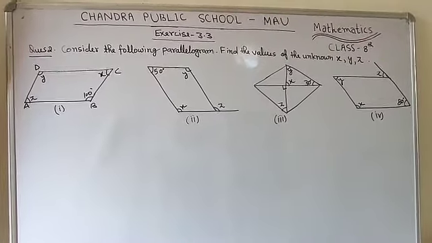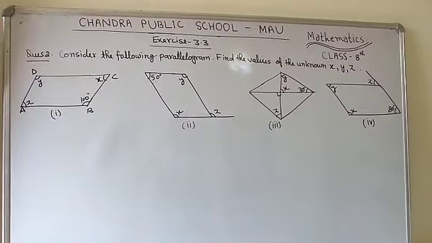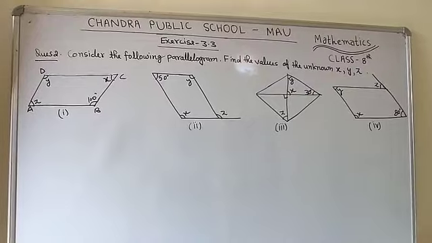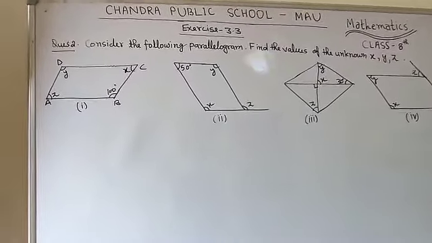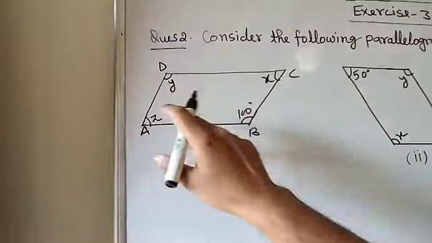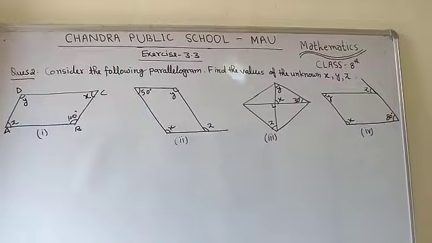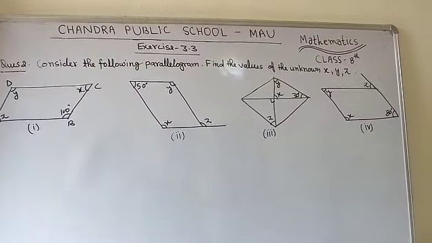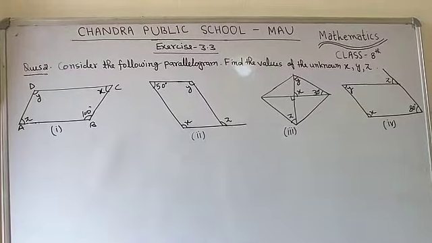Now students, here it is question number two. Consider the following parallelograms and find the values of the unknowns x, y, z. Here I have drawn the four diagrams for question number two. In each and every diagram there are variables x, y, z that you need to find. I am going to explain some of the questions, and whatever questions are similar, you need to do as homework.